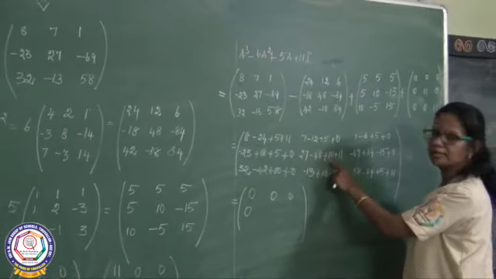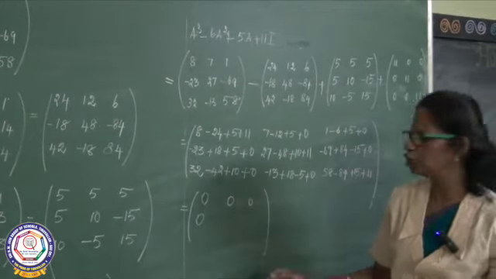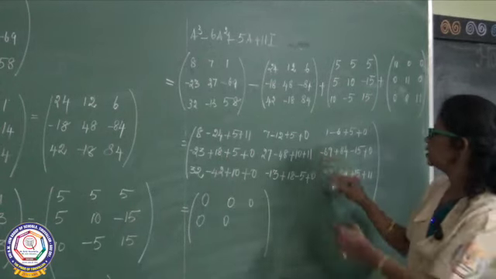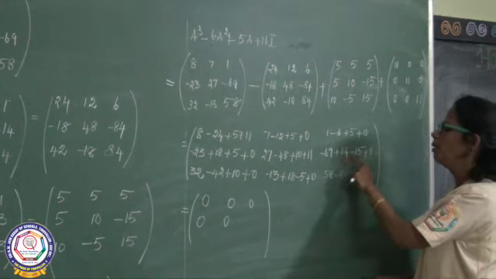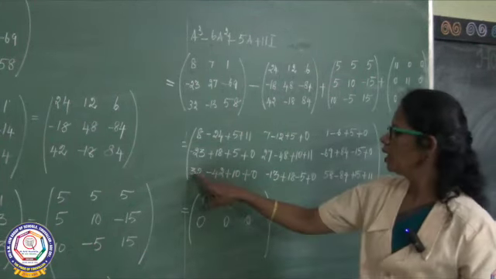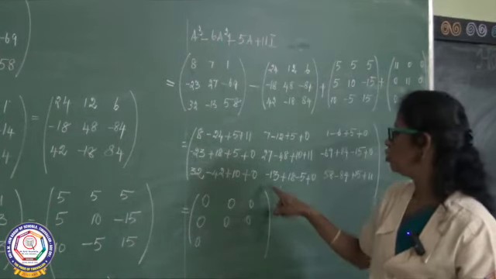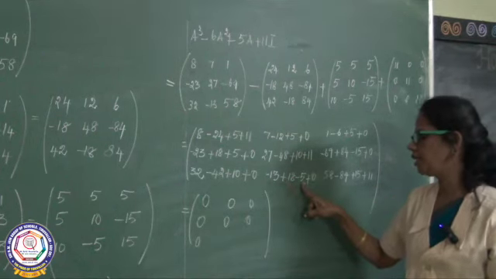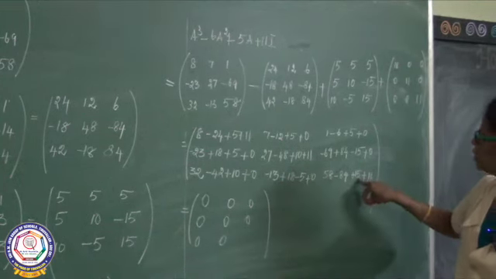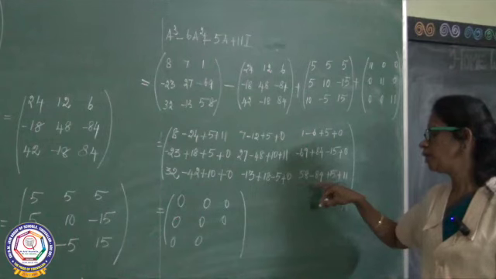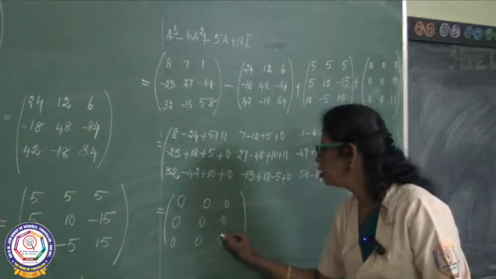27 plus 10, 37. 37 plus 11, 48. Minus 48 plus 48, 0. Next, minus 69, minus 15, minus 84, plus 84, so you arrived at 0. 32 plus 10, 42, minus 42, here also it becomes 0. Minus 13, minus 5, minus 18, plus 18, so you arrived at result 0. 58 plus 15, 73. 73 plus 11, 84, minus 84, 0.